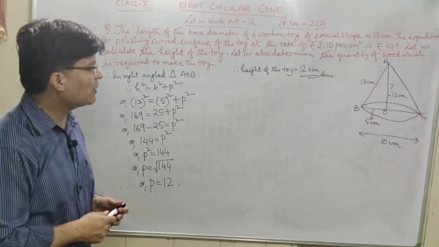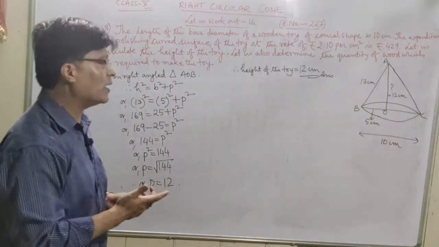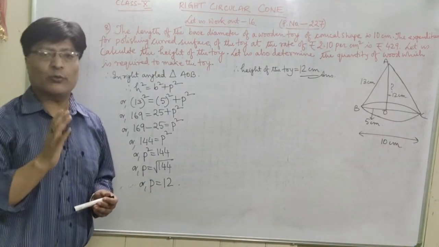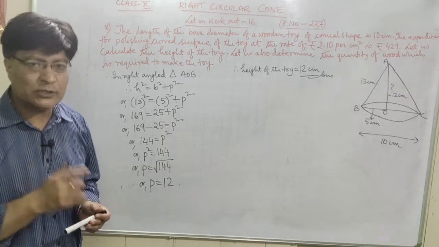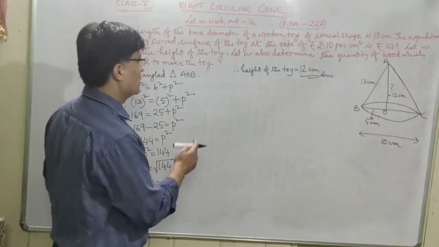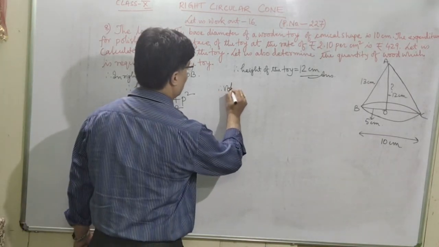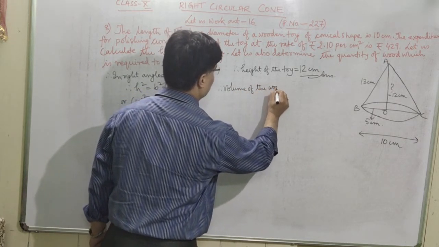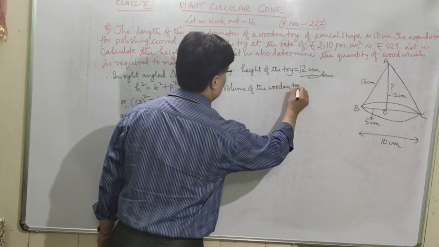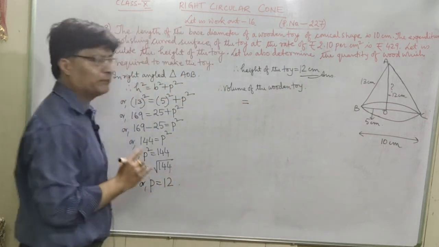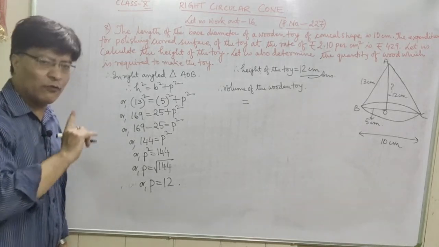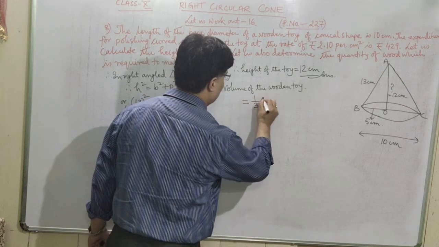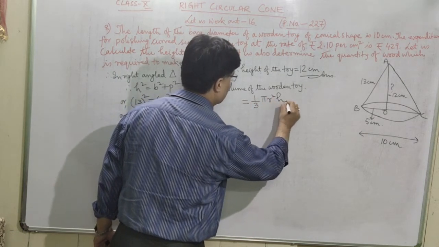Let us also determine the quantity of wood which is required to make the toy. You have to find out the quantity of wood which is required to make the toy. That means you have to find out the volume of the wooden toy. So therefore, volume of the wooden toy is equal to, what is the formula? Volume of the wooden toy with conical shape is 1 upon 3 pi r square h.